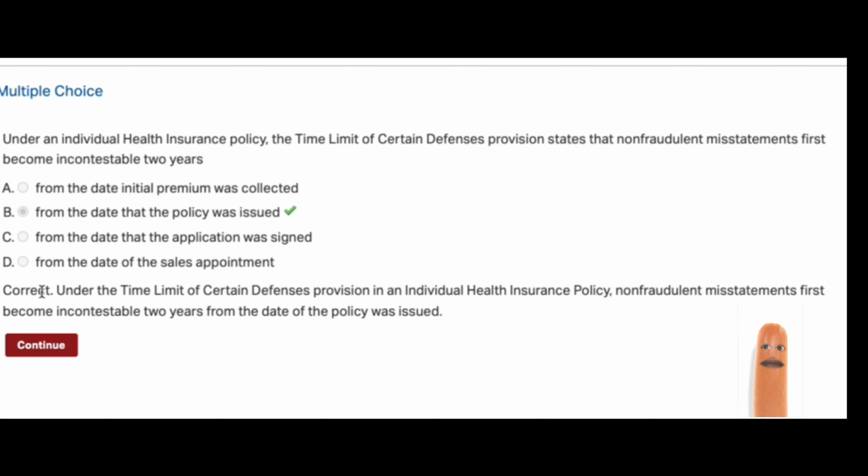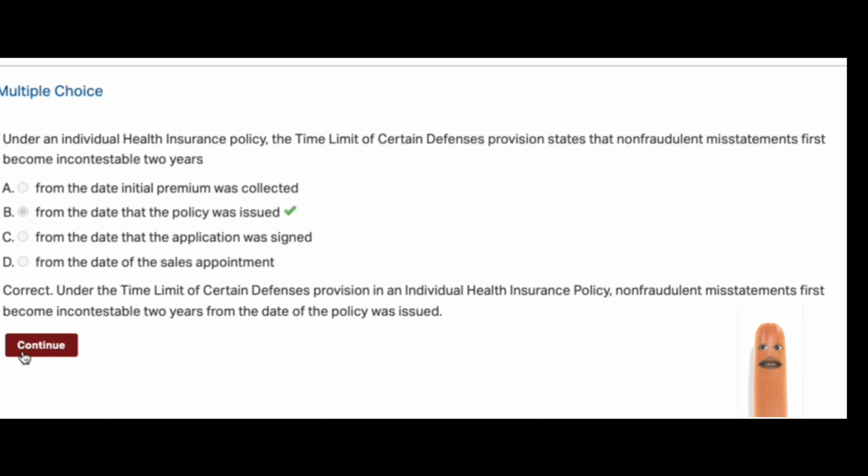Ding! Correct. It says, under the time limit of certain defense provisions in an individual health insurance policy, non-fraudulent misstatements first become incontestable 2 years from the date the policy was issued. That's right. Take them notes, because it's going to be on the test. They might reword it, but it means the same thing. Okay, next question, please.